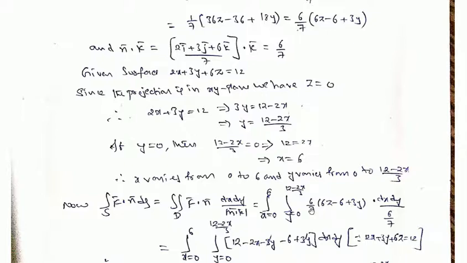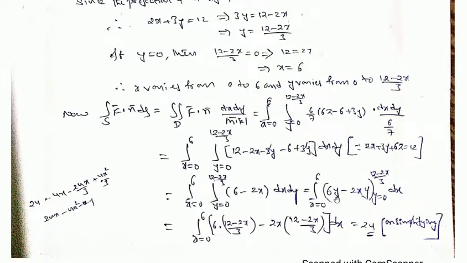Here f bar dot n bar is the expression we have highlighted already. So dx dy divided by n bar dot k bar is 6 by 7. This 6 by 7 will get cancelled. Therefore, now we have to simplify this integral. What is 6z from the given data? 6z is 12 minus 2x minus 3y minus 6 plus 3y. This 3y will get cancelled, which gives just 6 minus 2x, since 12 minus 6 is 6 and we have minus 2x here.